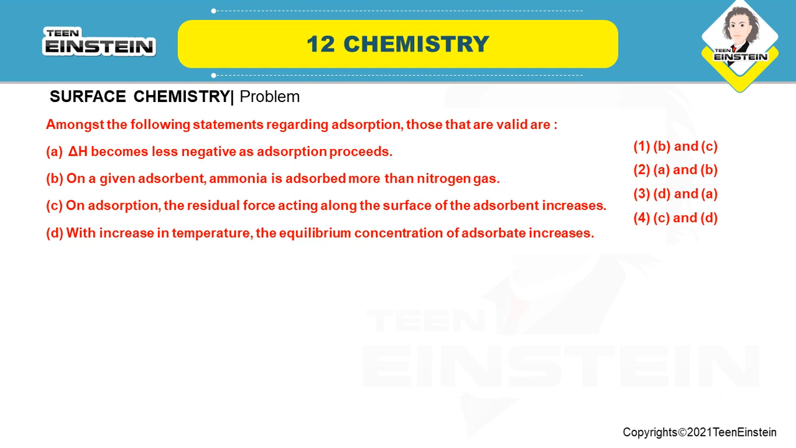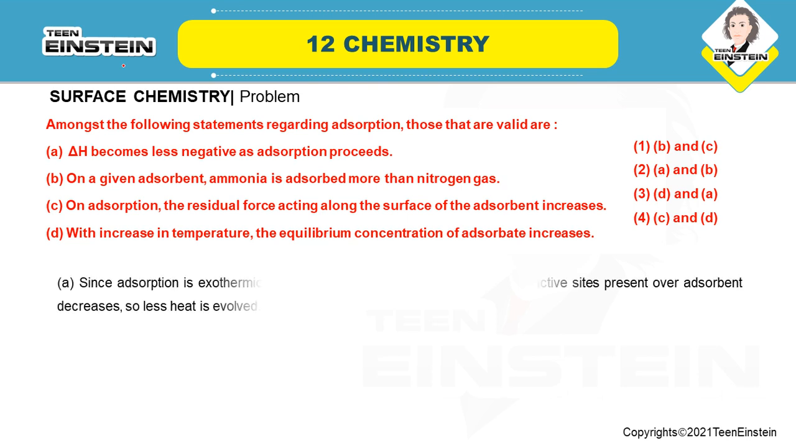The first statement is saying that del H becomes less negative as adsorption proceeds. So what happens when there is an increase in adsorption, the sites available will be gradually decreasing. As it is an exothermic process and it proceeds, the number of active sites present over the adsorbent decreases. So that is the reason the process gradually becomes less and less. That is, as time increases, gradually the process rate will decrease and ultimately less heat will be released.